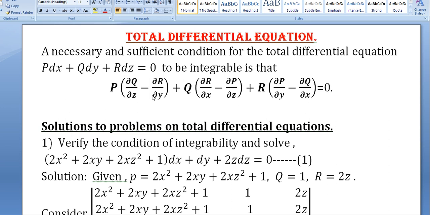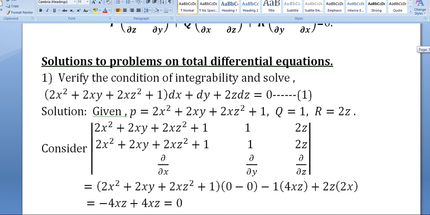In the first row, the elements are p, q and r. In the second row, again the elements are p, q and r. In the third row, we write ∂/∂x, ∂/∂y and ∂/∂z. If the determinant value is equal to 0, then also the equation is said to be integrable. So let us take one problem based on this now. Verify the condition of integrability and hence solve.